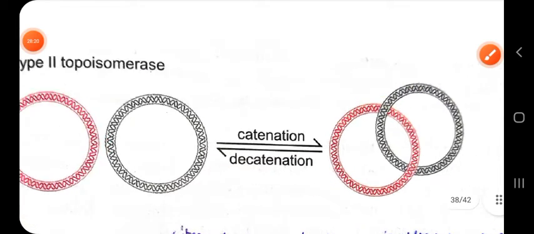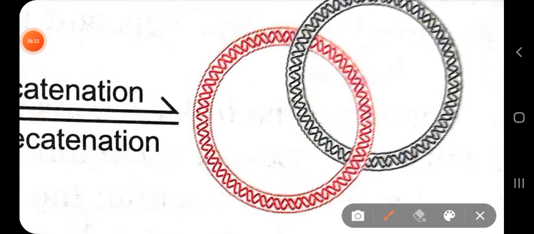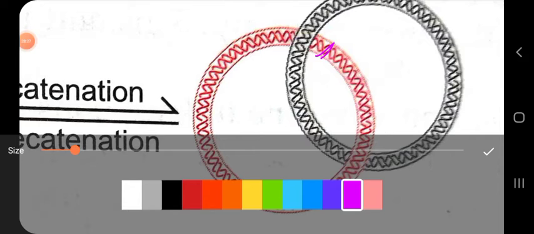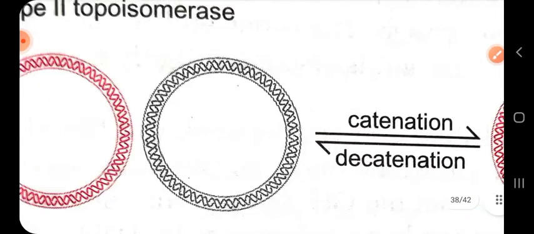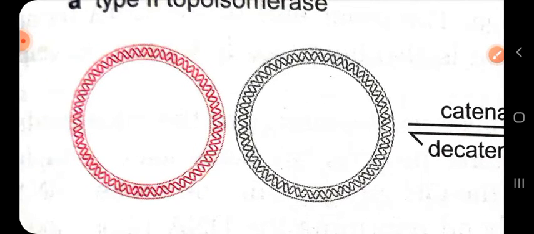We have to cleave both strands, so that we can pass the uncut DNA helix over to that cut region, and then we will reseal them with ligase. That is done by topoisomerase type 2. Now the two DNA molecules can be separated equally among the daughter cells.